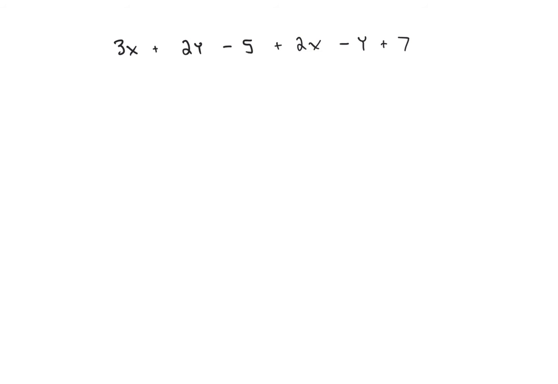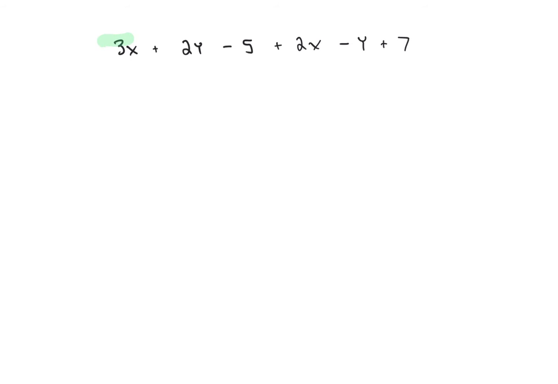Hello everybody, I'm going to run through a reminder of combining like terms. So here we have a super long expression of 3x plus 2y minus 5 plus 2x minus y plus 7. And I'm going to walk through the steps of organizing our terms and then combining the like terms. So I'm going to start with color coding my like terms.